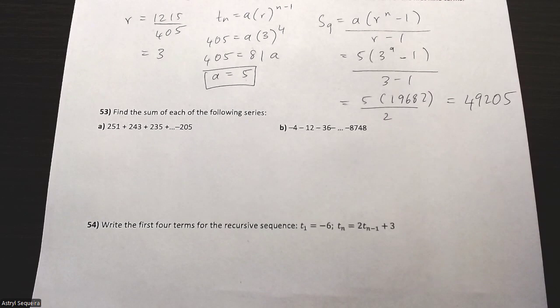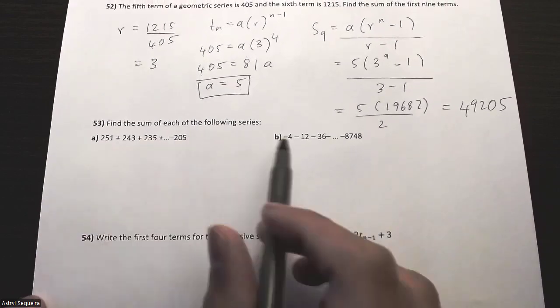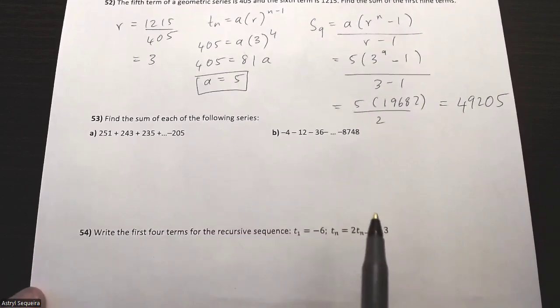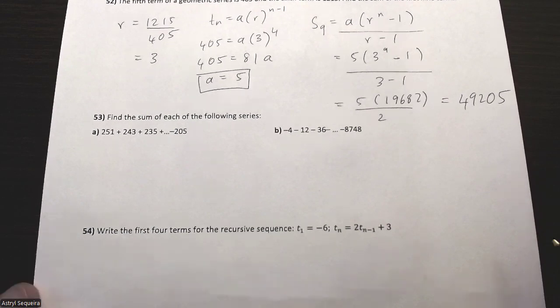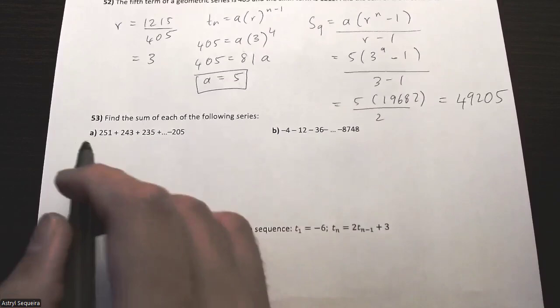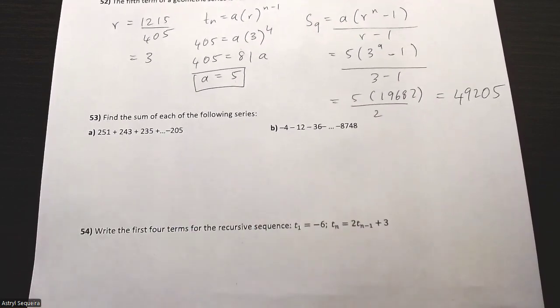Do 53 next. Find the sum of the following series. Okay, so I think I'm gonna end with this one. I don't know. Okay, let's see. Actually, you know what? I'll finish it. Why not? Yeah, I'll delay my next meeting just a bit.